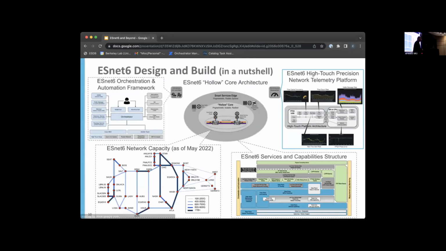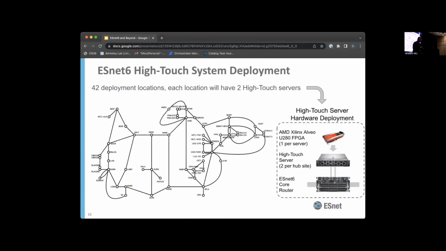All right. The last aspect that I wanted to bring up is on the top right, and that's the high-touch precision platform. That's a completely new platform that we introduced into our network as part of ESnet6. The idea of the high-touch platform is that it provides a lot of flexibility, and you can actually do things at line rate. What it is essentially is a couple of servers with FPGA cards, and it's deployed at every location where we have a router.